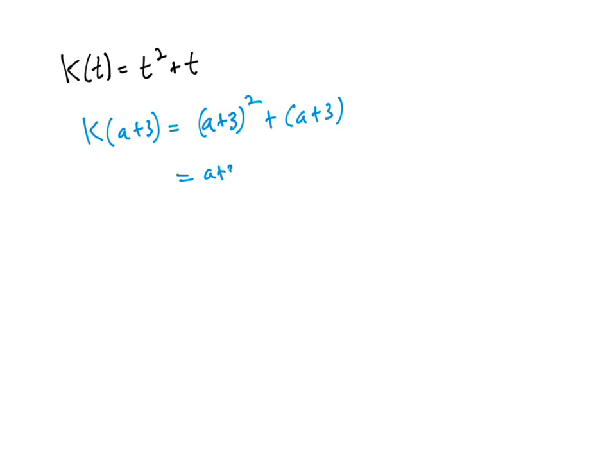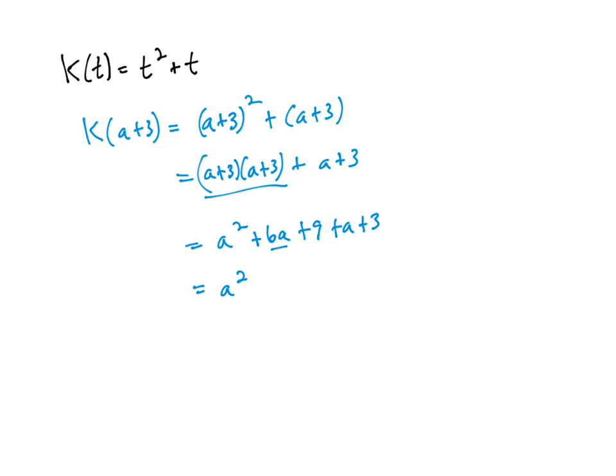So (a plus 3)(a plus 3) plus (a plus 3). The first two are getting multiplied. We get a squared plus 3a plus 3a, so that's plus 6a plus 9, plus a plus 3. And then we can combine some like terms. 6a plus a is going to be 7a. 9 plus 3 is 12. So that's what we'll end up with here: a squared plus 7a plus 12.